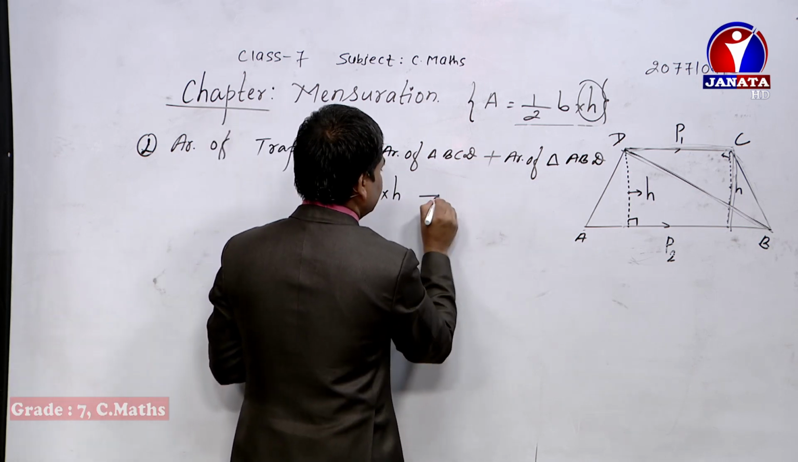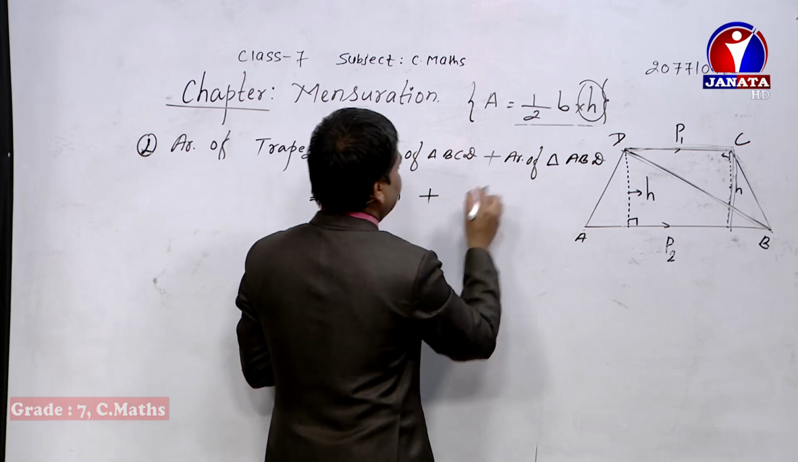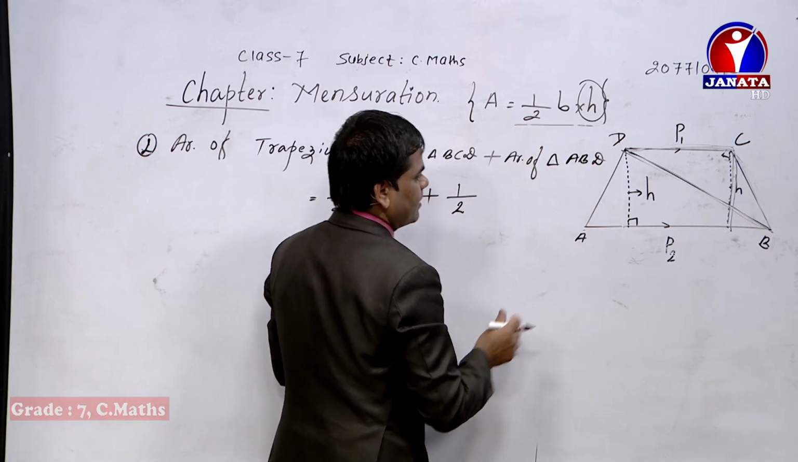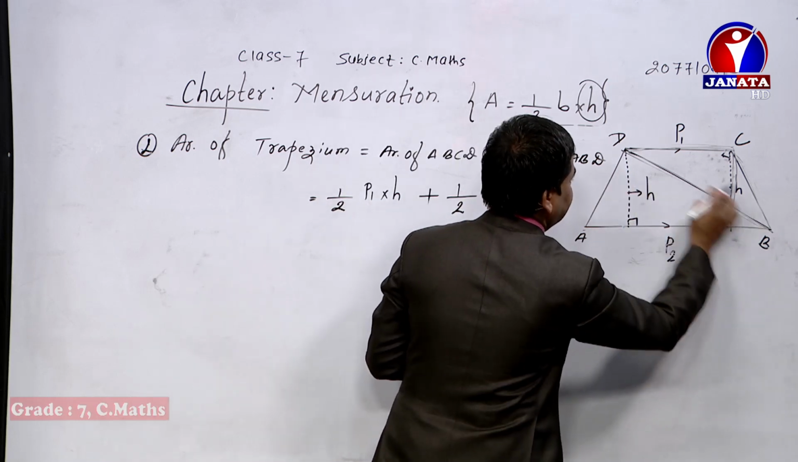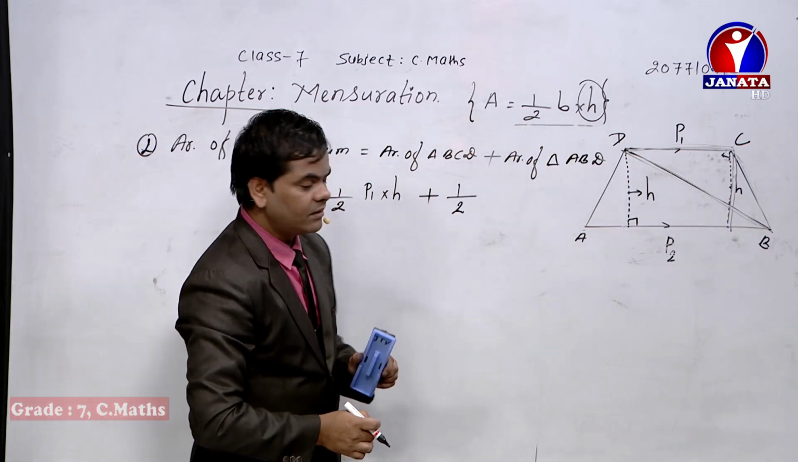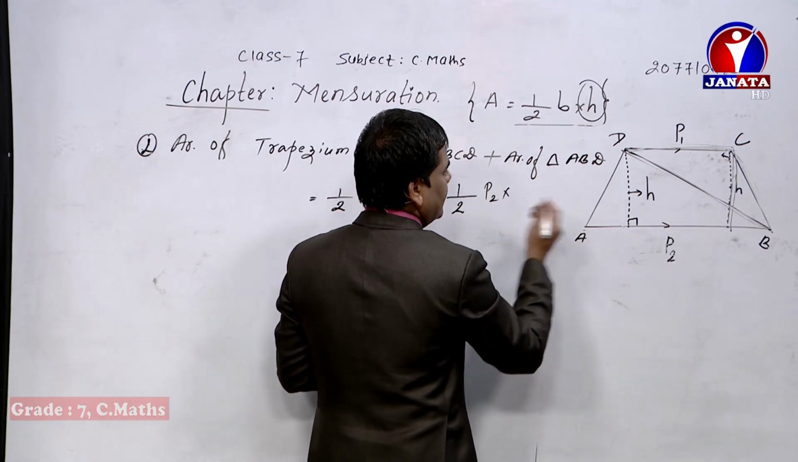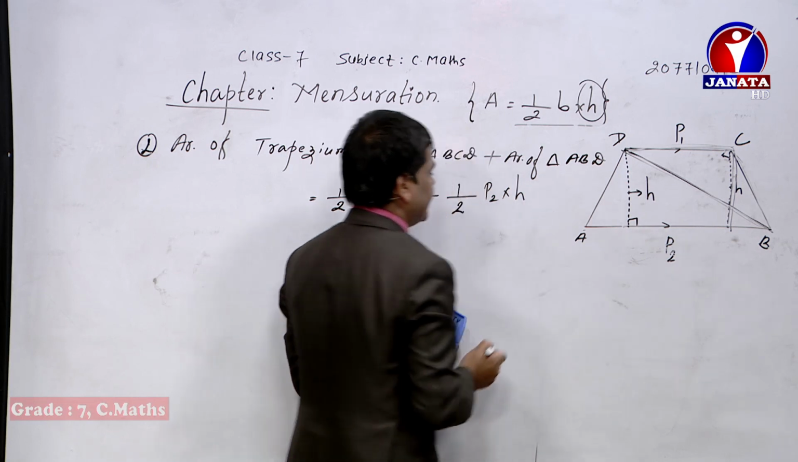Similarly, here is a plus sign, so we copy the plus sign. Now area of triangle ABD: we take 1 by 2, and our base. What is the base of this triangle? It is simply a general triangle, isn't it? So base is P2. So P2 into height, exactly the same height again.